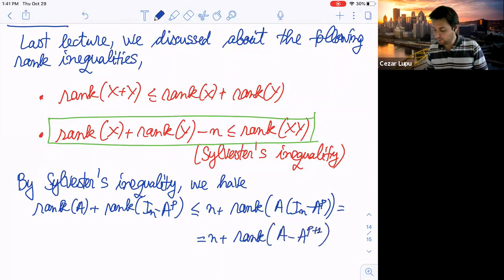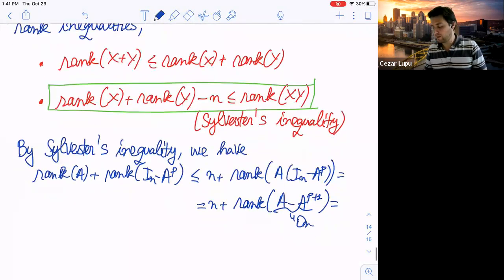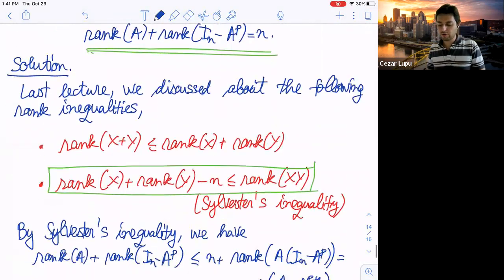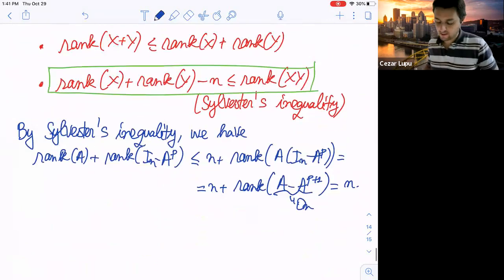But this is 0. So this will be a rank of 0, so it's N. So I know that this is less or equal than N, but I have to show it's actually N. All right, so I know that it is less or equal. Now I want to show that it is greater or equal, and then it will follow that they're equal.